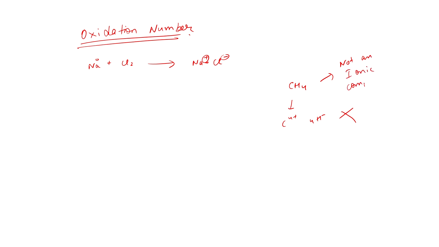This is not an ionic compound. We know we can write these charges in the case of ionic compounds only, but CH4 is a covalent compound, and a covalent compound is formed by sharing of electrons, and not the transfer of electrons.